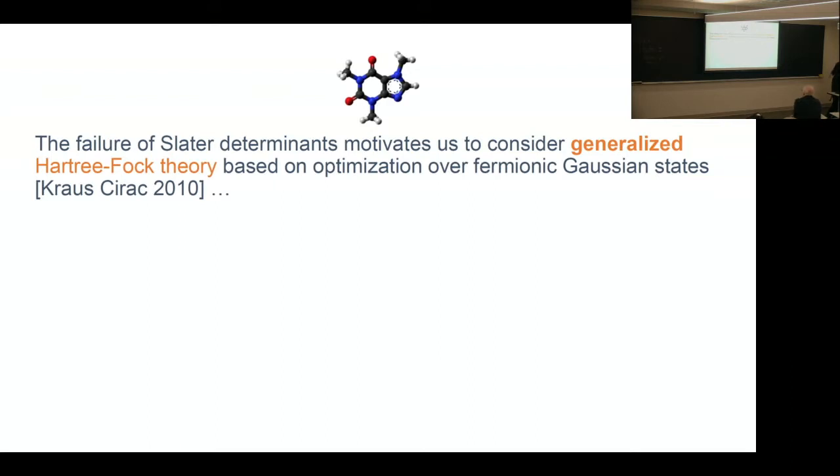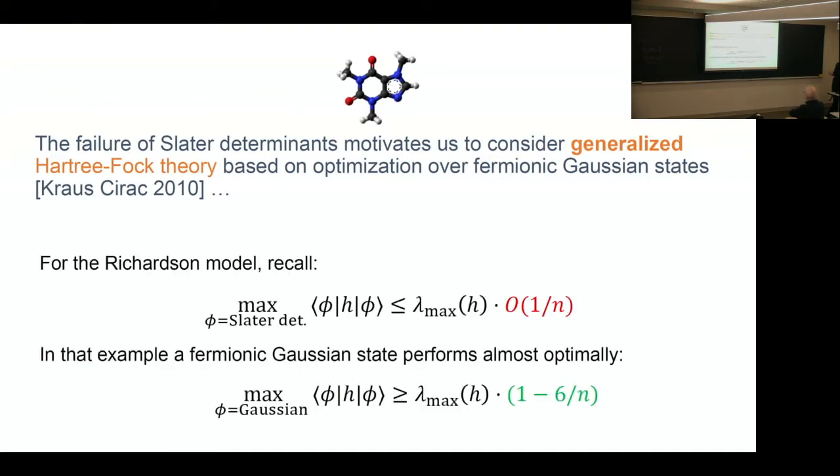There's a thing called Fermionic Gaussian states that I want to describe now, and if you zoned out the past few slides, wake up if you like. What's interesting is that for this toy example I just told you where Slater determinants fail, where the energy gets only a 1 over n fraction, these Fermionic Gaussian states that generalize Slater determinants actually get a ratio that approaches 1. So in this example where Slater determinants fail, the Fermionic Gaussian states succeed in an amazing way. It gives us some hope that maybe this is the right consistency.